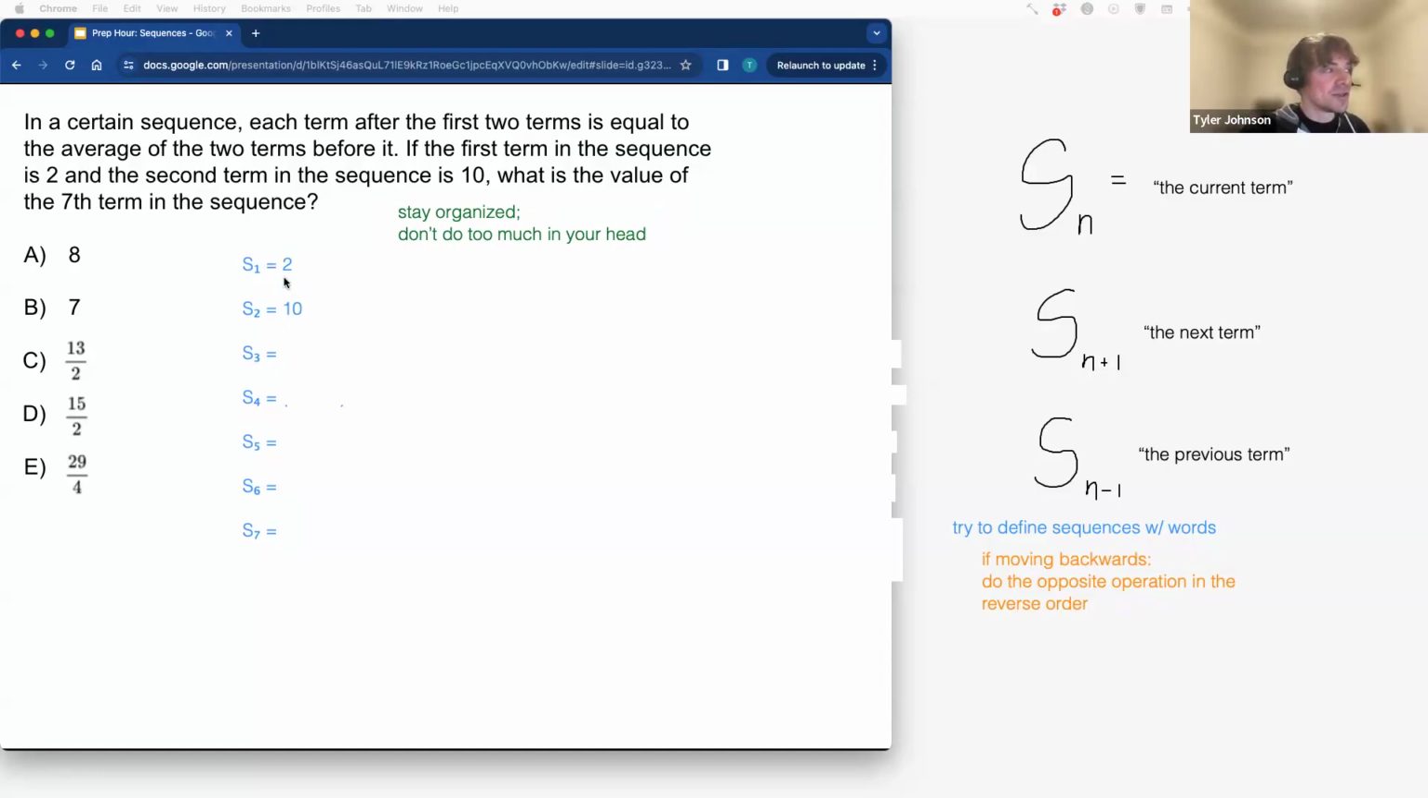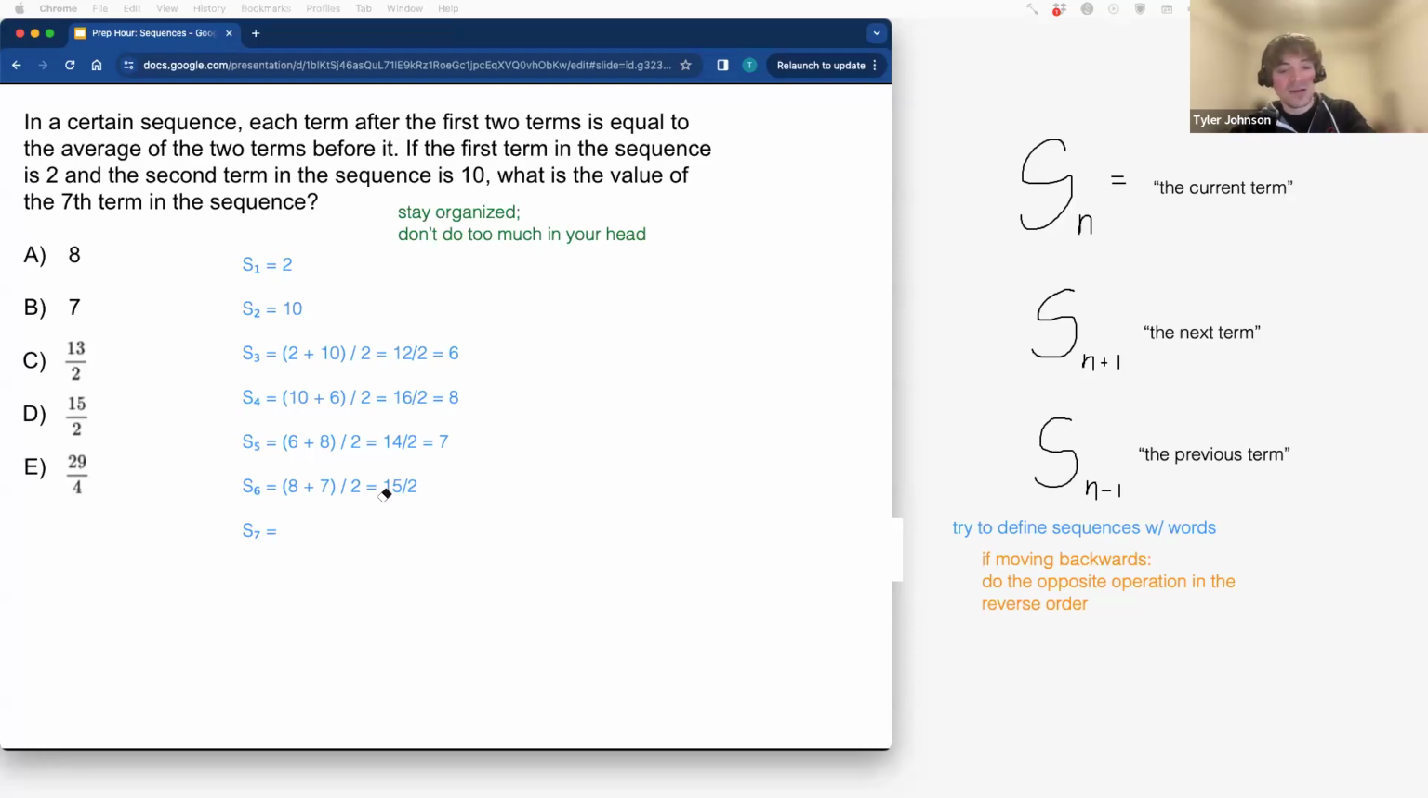So your first two terms are 2 and 10. You take the average of those, and you'll get 6. So then you need to average 10 and 6, which is going to be 8. And then you take the average of 6 and 8, and you get 7. The average of 7 and 8 is 7.5 or 15 halves.